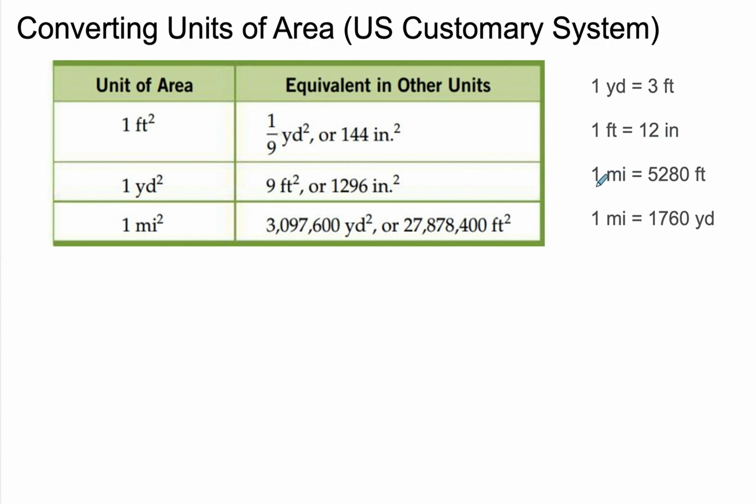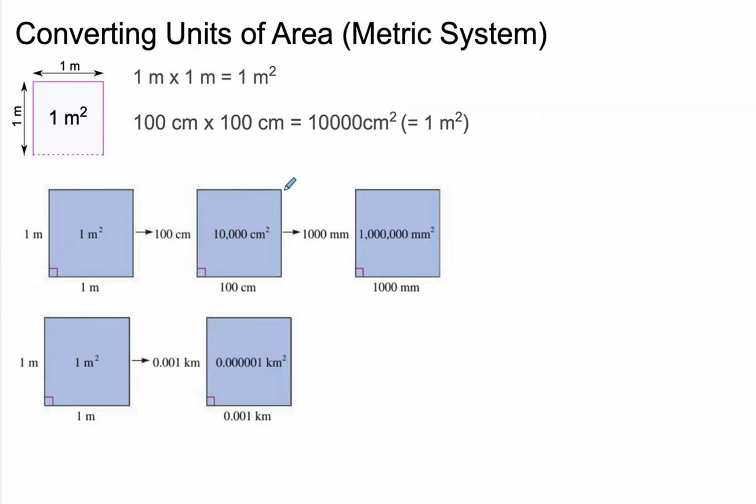1 mile is 5,280 feet. Then how about 1 mile squared? 1 mile squared will be square of 5,280, and again the unit should be squared feet, and so on and so on. Okay, so you don't have to remember this, just know the relationship there.